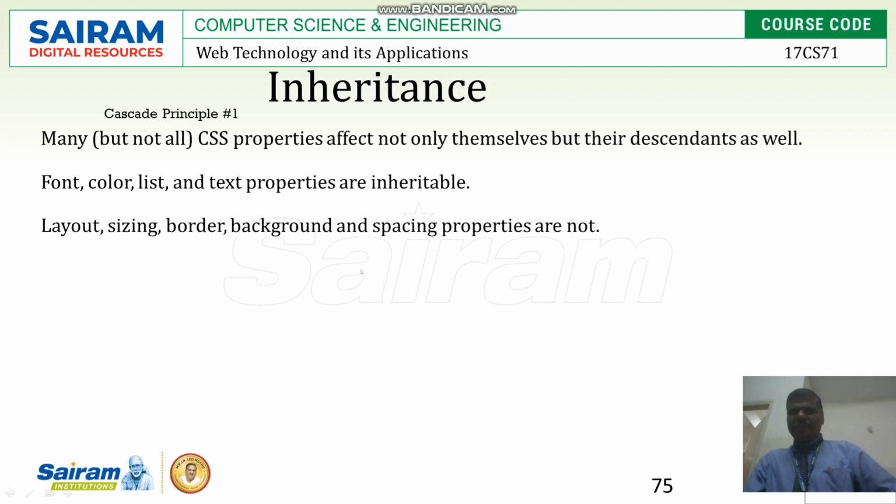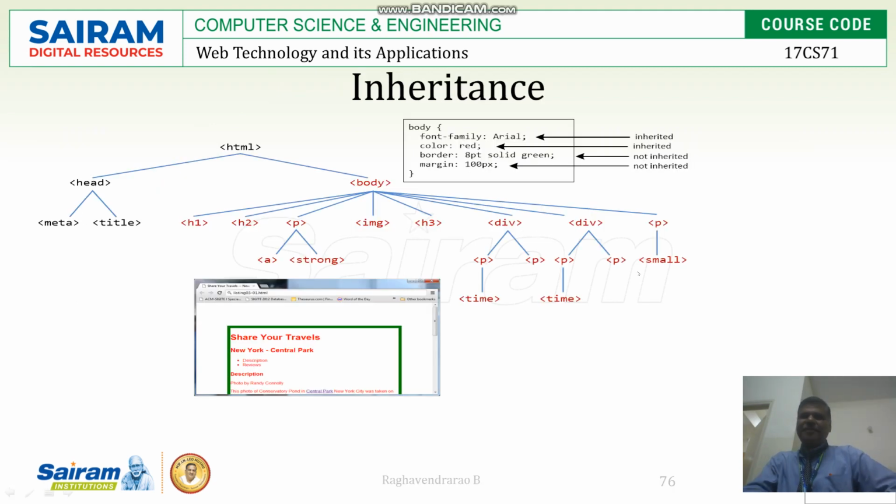Where and all you can apply these things. There's a font color, list. There you can layout, sizing, border. Here it is getting applied. See here, example is there. Body, font family, Arial, color is red, border is 80 point, solid and green. Margin is 100 pixels. Which is inherited, which is not inherited is being specified. Fonts are inherited, color is inherited, border and margins are not inherited.